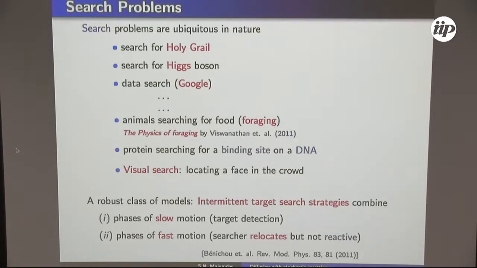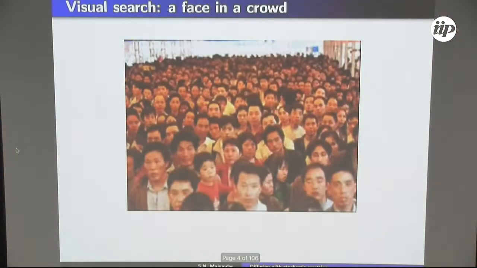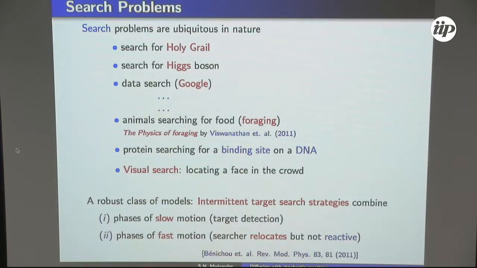This has essentially two time scales. There are phases of slow motion where you're trying to detect the target, and fast motion where you relocate but you don't really search. Just to give you an example, imagine that in the morning at home you lost your car key. So you're searching for it. You start with the bedroom, you search there, you don't find it. Then you relocate from the bedroom to the kitchen, and you search there and you don't find it. This is the relocation phase. So there's a local search followed by relocation. This is a general class of search phenomena which applies to many situations like this. A protein searching for a binding site on DNA is exactly like that.